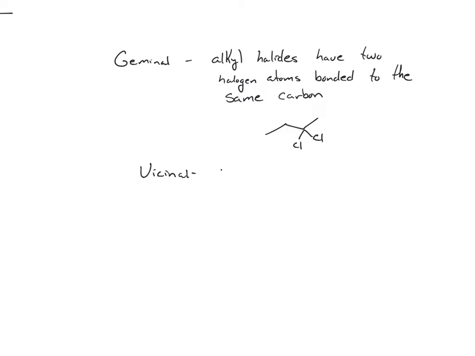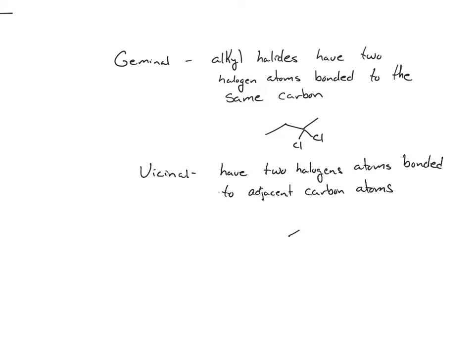And these have two halogen atoms bonded to adjacent carbon atoms. So in this case, those two chloride atoms would be vicinal.